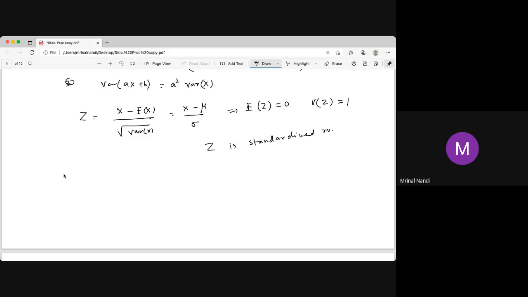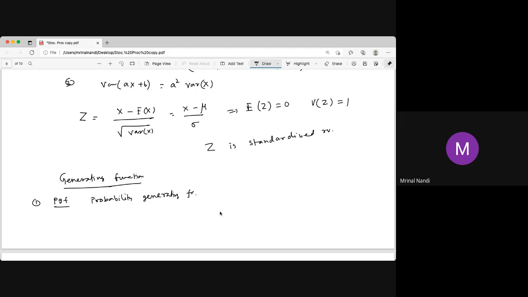Next thing is generating function. It is a very important thing. What is a generating function? There are different generating functions, like characteristic function, moment generating function, probability generating function, etc. So first, the probability generating function, PGF.